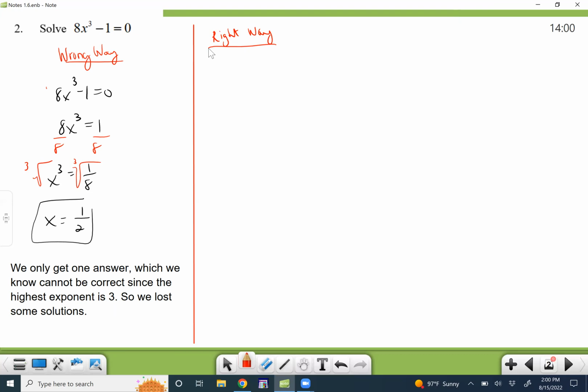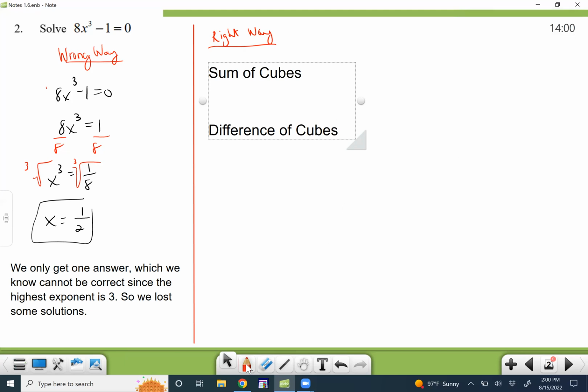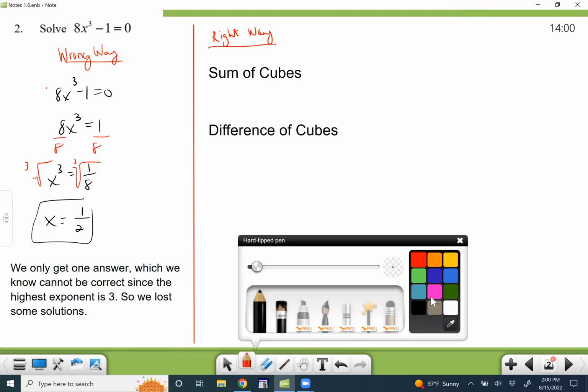Okay, in this case, formula. So the right way. Let's go over 2 formulas. One is going to be called the sum of cubes, and one is going to be called the difference of cubes. Unlike squares, there is only a difference of squares, you guys. That's it. There's no sum of squares, okay? But with cubes, we have both.